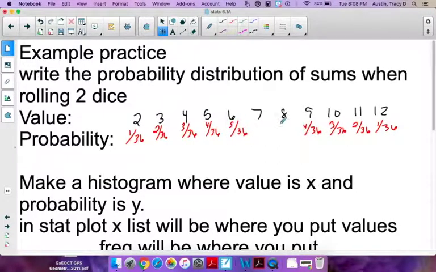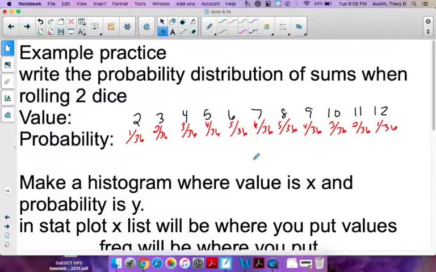5 out of 36. And then the one that is the most common, 6 out of 36. You don't have to reduce these. You don't have to make them into decimals if you want, although if we're going to do a histogram of it, decimals will probably be a little bit easier to graph. But we can take this probability model, the probability distribution, and we can make it into a histogram.